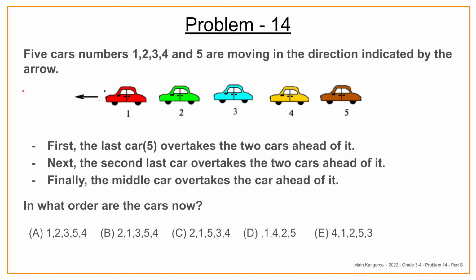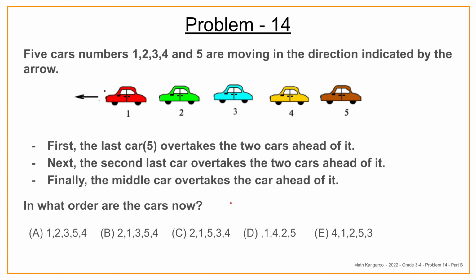Problem 14. 5 cars numbered 1, 2, 3, 4 and 5 are moving in the direction indicated by the arrow. First, the last car, 5, overtakes the 2 cars ahead of it. Next, the second last car overtakes the 2 cars ahead of it. Finally, the middle car overtakes the car ahead of it. In what order are the cars now? These are our options.